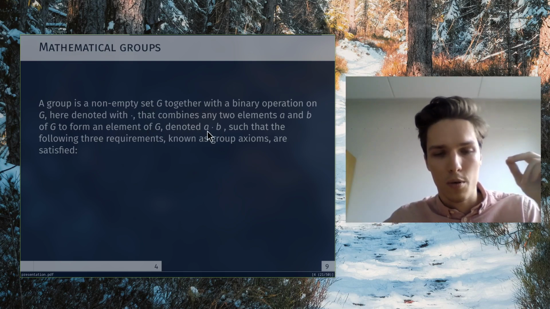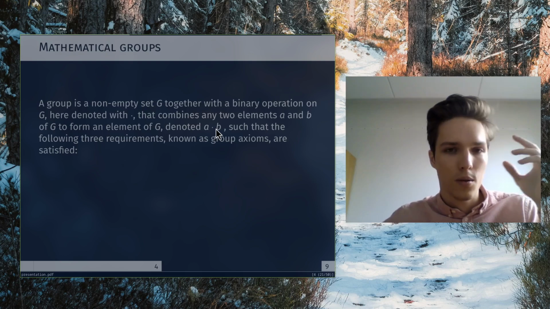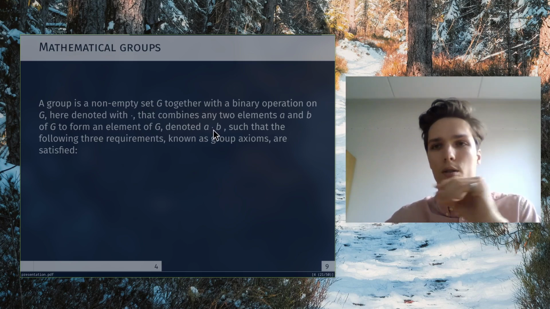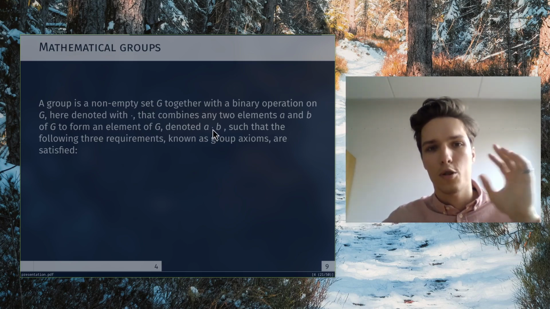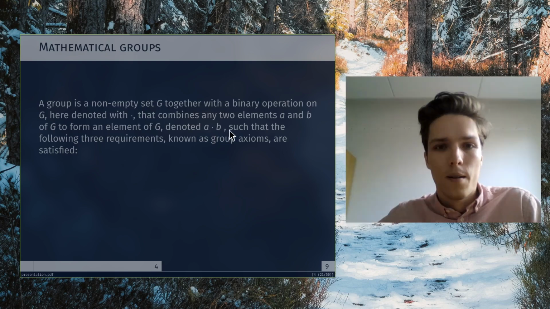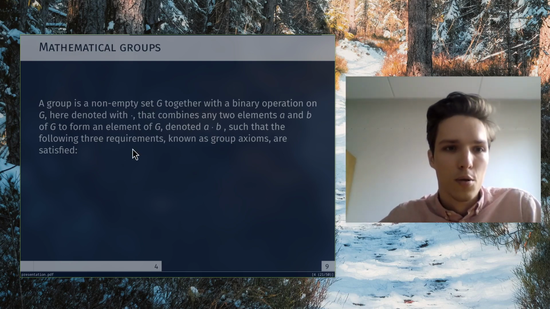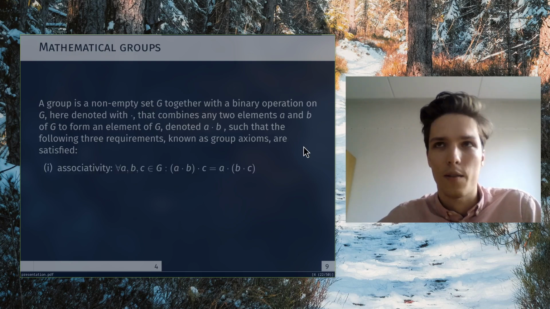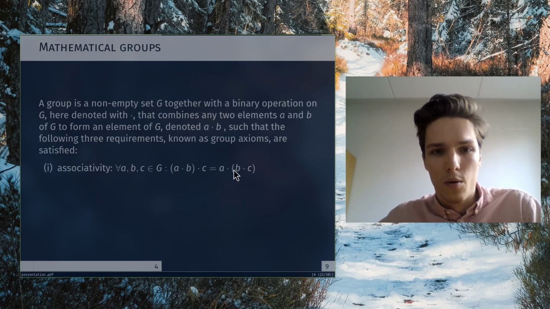We denote this operation by A, dot, or times B. But this does not have to be multiplication, okay? It's just any binary operation that we just denote by this dot. And this operation has to satisfy the following 3 requirements, or the group axioms. Okay, so we have associativity. So while the order does matter like this, whether you compute this first or this first doesn't matter.